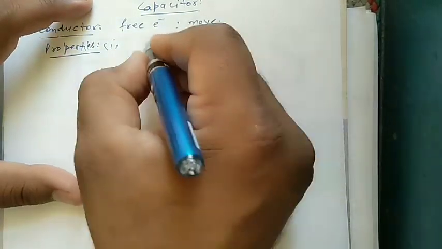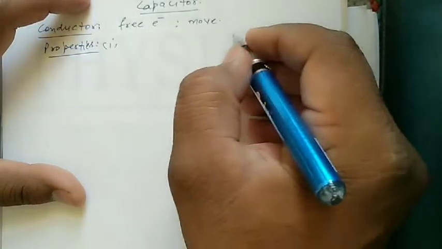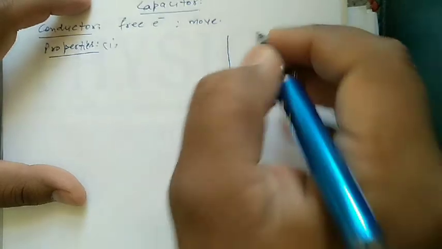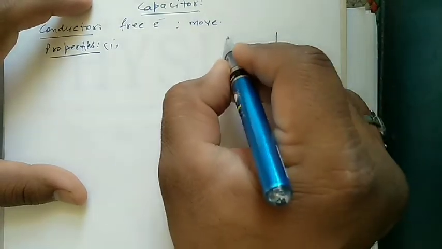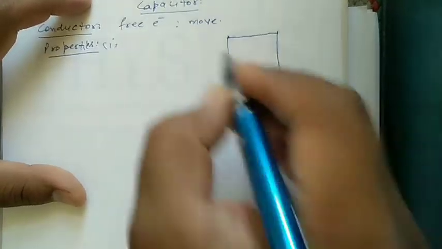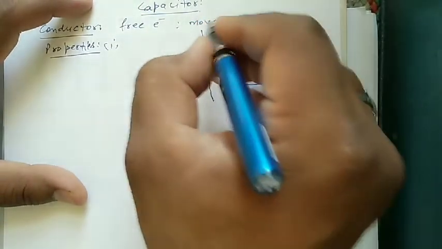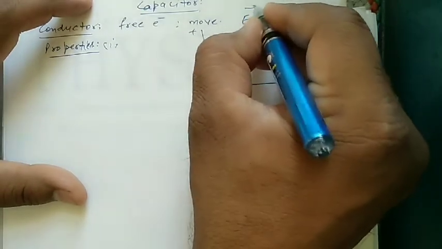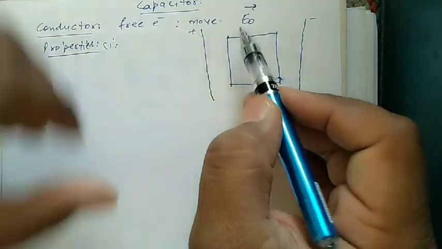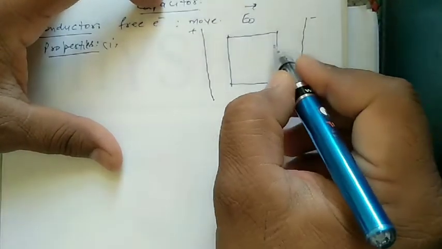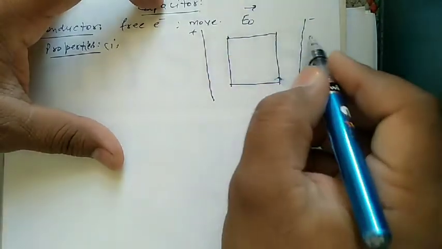Electric field inside the conductor is 0. Now this is conductor. This is applied electric field, positive, negative. Applied electric field is E0. Direction of electric field is positive to negative. Now conductor is placed within the applied electric field.